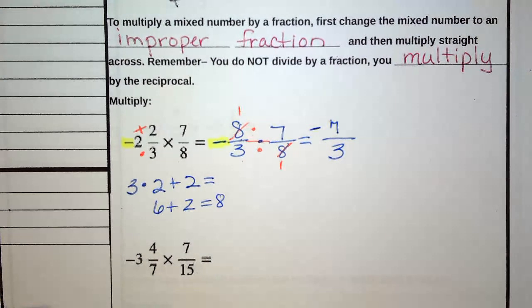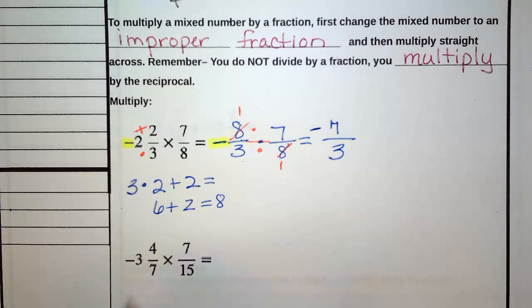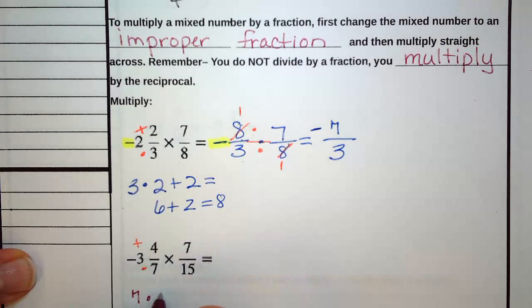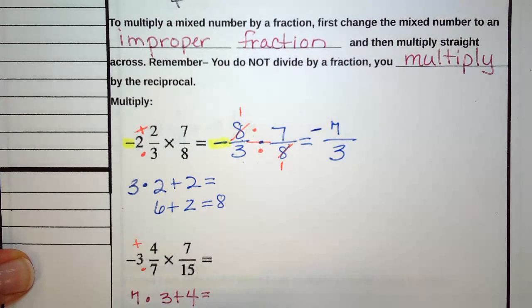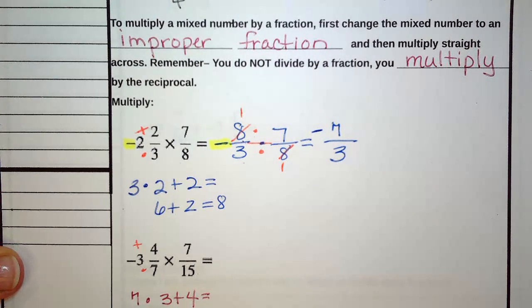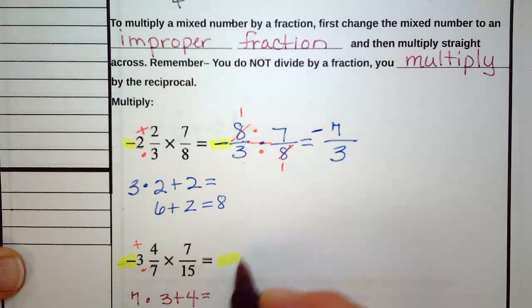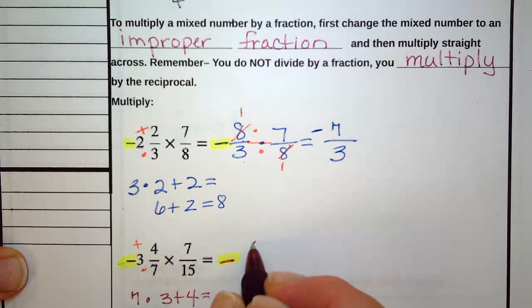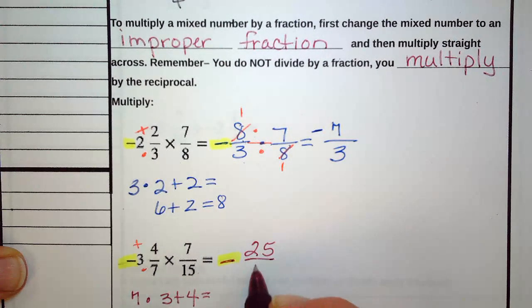Okay, the same thing again. Multiply, add. 7 times 3 plus 4. 21 plus 4 is 25. Now I notice I've got that negative sign, so I've got to keep that negative sign. And this becomes a negative 25 over 7.